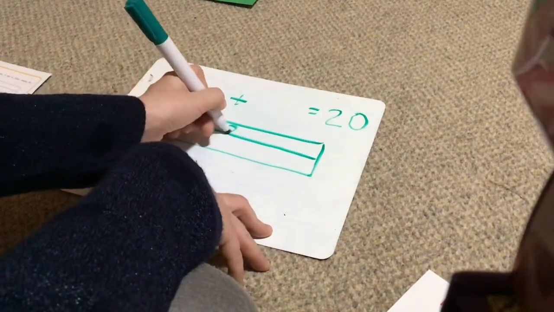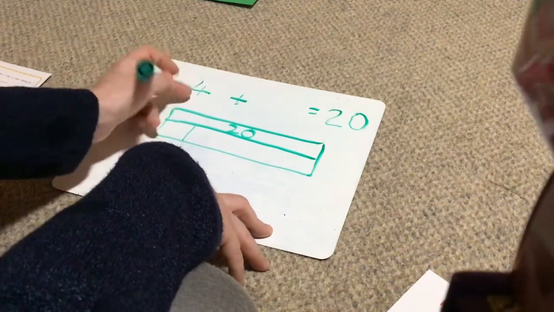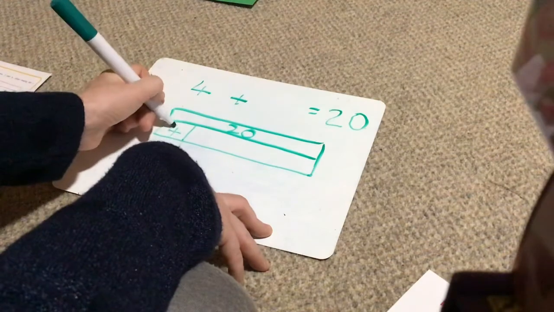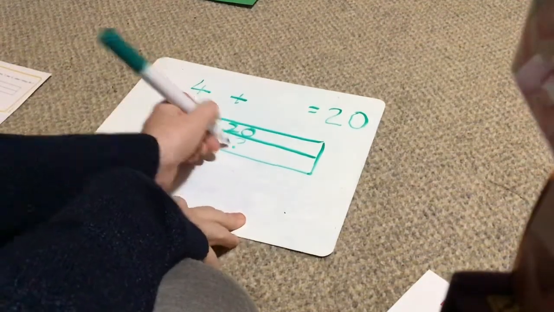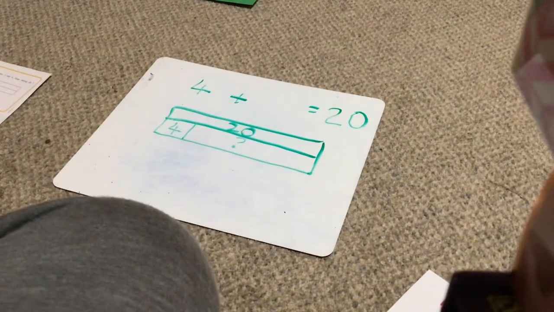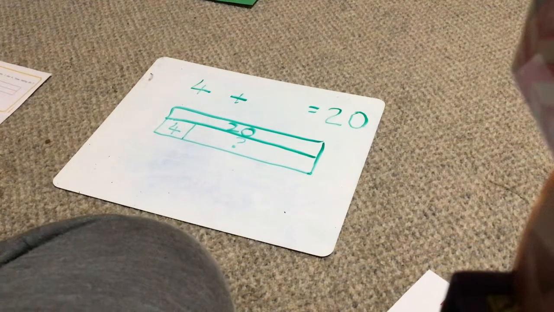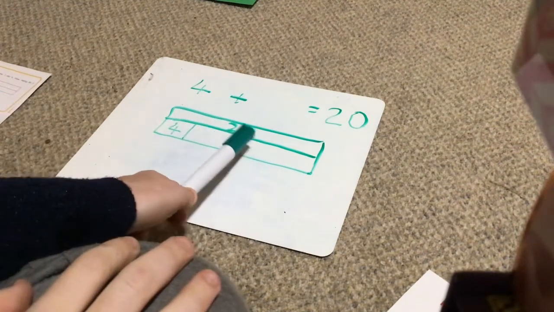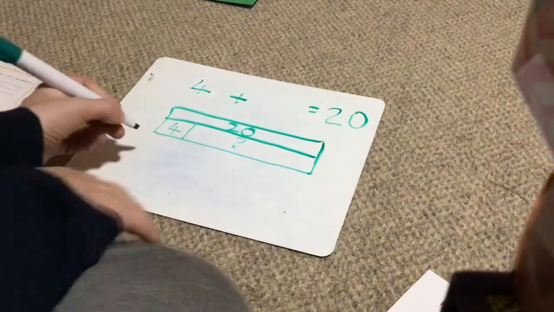20 goes at the top because it's the biggest number, and then I've got a little number here. It's quite small, isn't it? So what is my number in here? I'm going to put a question mark there because I don't know what my number is. Now we can actually do another number sentence here. 20 take away 4.